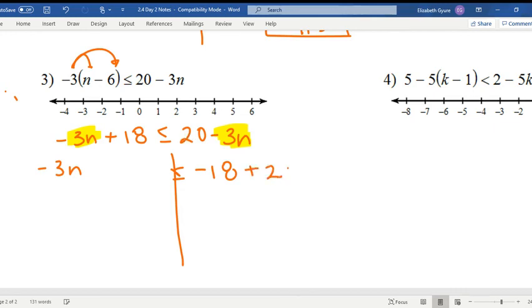He can stay. And what about the other negative 3n? He's got to go and he's going to become a positive. And then if you got a negative 3n and a positive 3n, what's going to happen? They're gone. They disappear. We got 0 is less than or equal to, what is negative 18 plus 20?